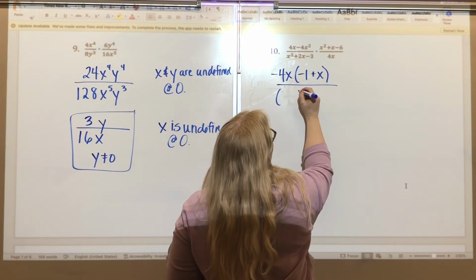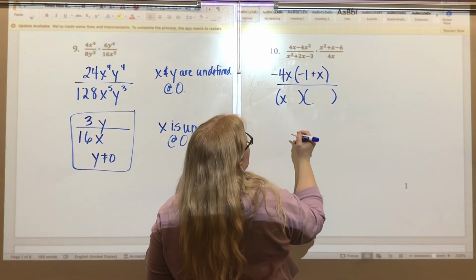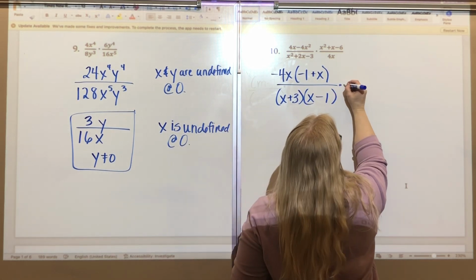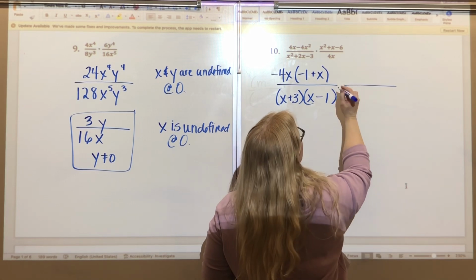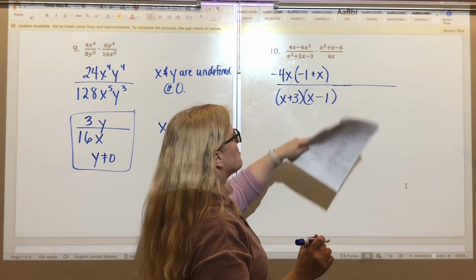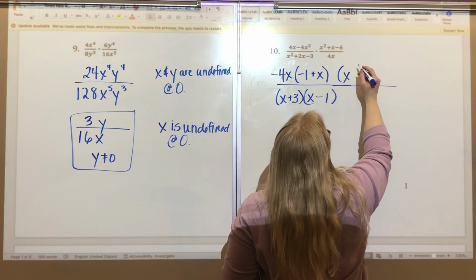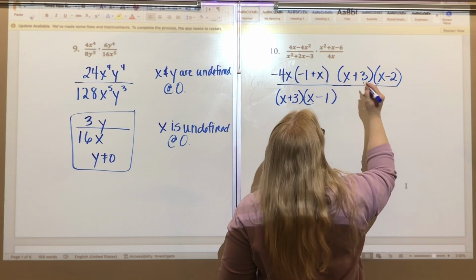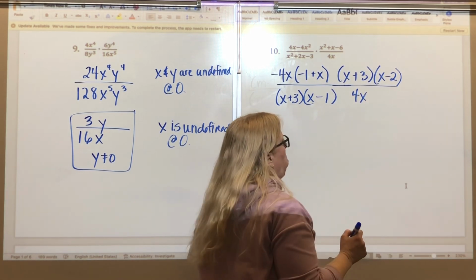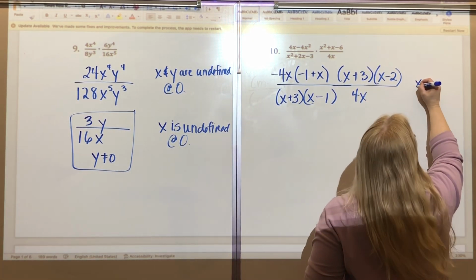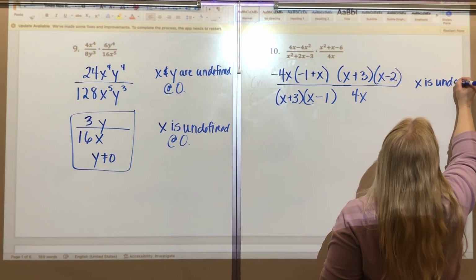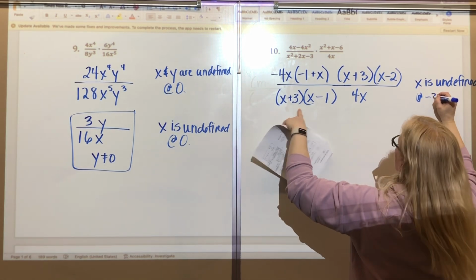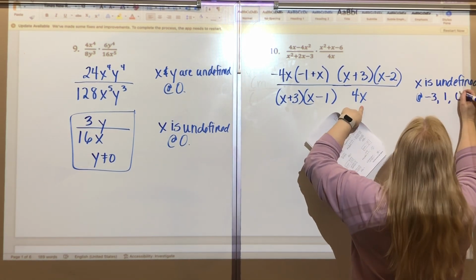Okay, underneath there we've got x plus 3, x minus 1 times, and again we could just put this all on the same line because we're just multiplying across. This is x plus 3, x minus 2, and then we just have the 4x. Okay, here x is undefined at negative 3, 1, and 0.